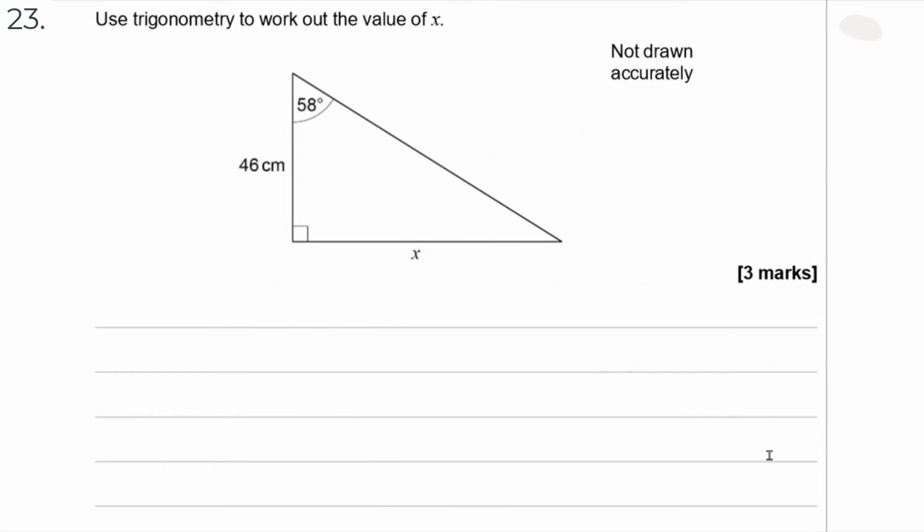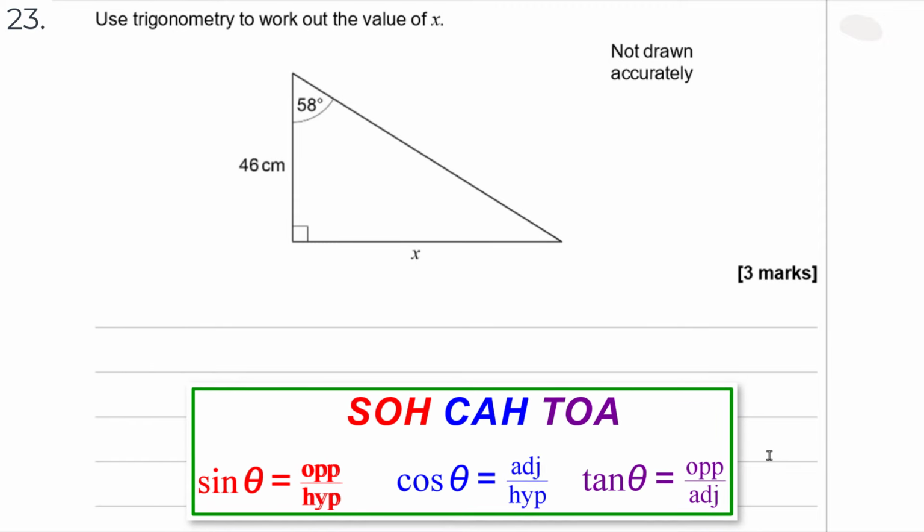Use trigonometry to work out the value of x. So I'm going to be using SOHCAHTOA, the three trig ratios for right angled triangles. SOHCAHTOA is a good way of remembering which ratio to use. Now before I work out which one I need, let me label up the sides of the triangle. So I always start with the hypotenuse. It's always the longest side, so that one is there. It's the one opposite the right angle.